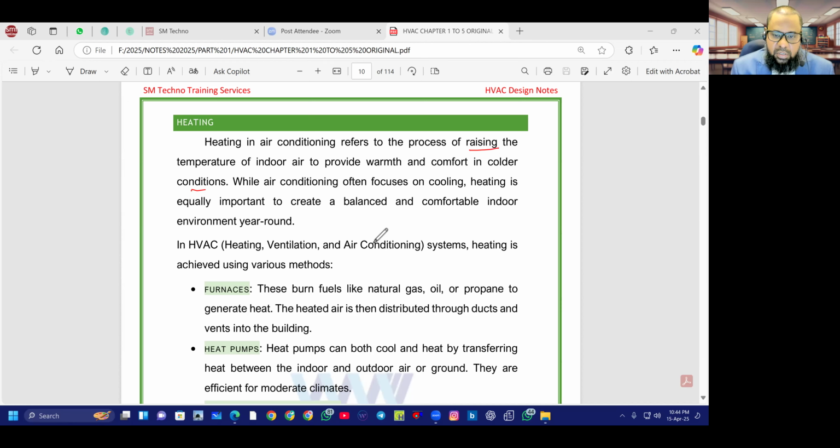Not only ventilation, even in this air conditioning, in this also you'll find the parameter. Okay, so this heating is just a part of HVAC.